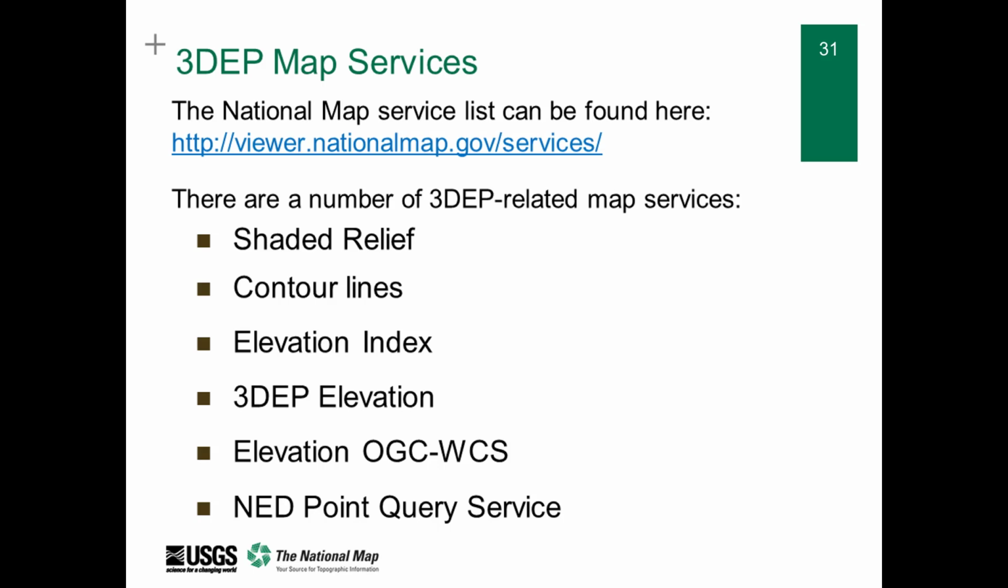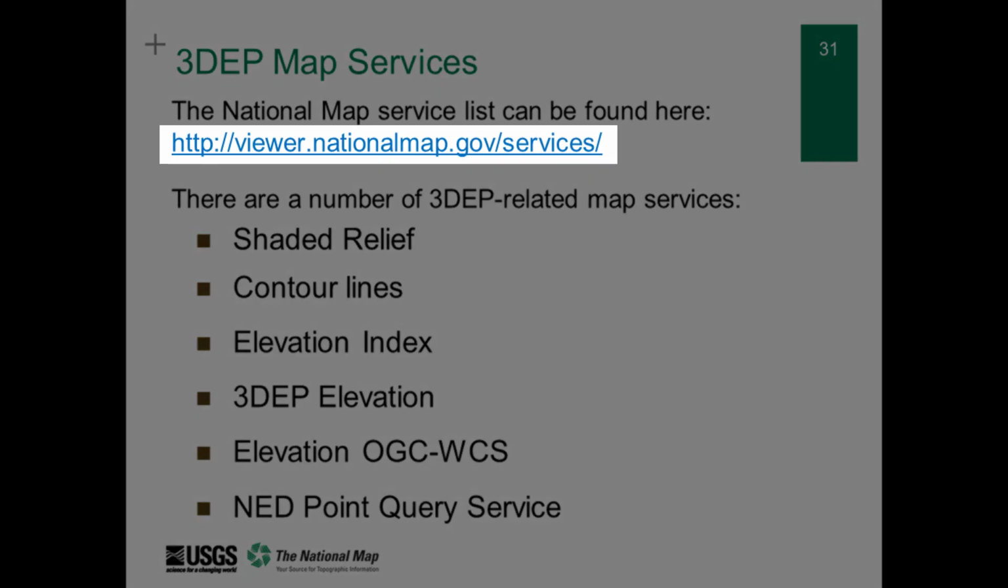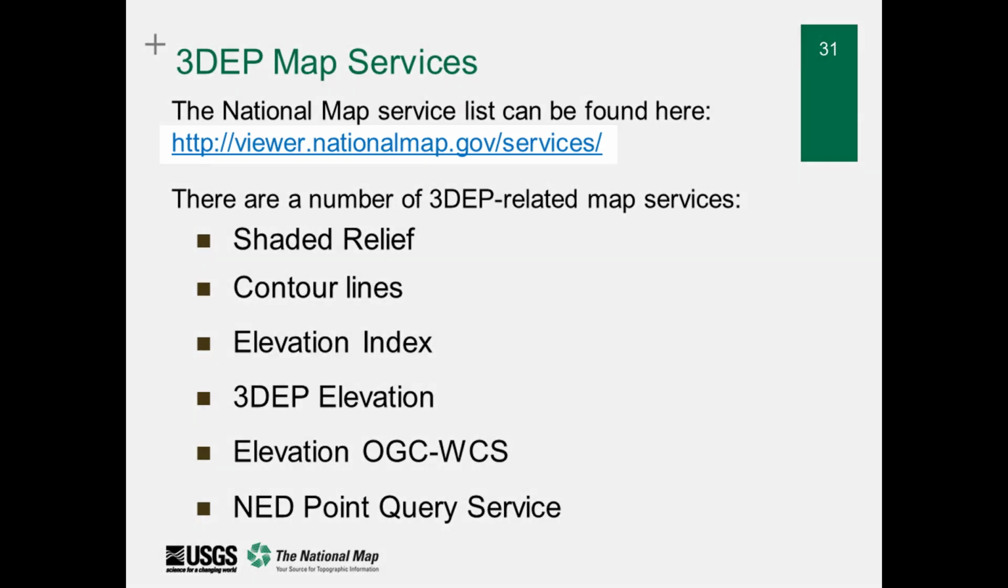The USGS has a list of map services providing data from the National Map. The service list link is shown here: viewer.nationalmap.gov/services. There are several map services showing products derived from 3DEP data. Shaded relief shows a seamless view of multi-scale elevation data with shading to depict surface relief. Contour lines are derived from 3DEP, suitable for 1 to 24,000 scale mapping. Elevation index shows colors that represent availability for different DEM cell resolutions. 3DEP elevation is a dynamic elevation service that will incorporate numerous DEM display options.